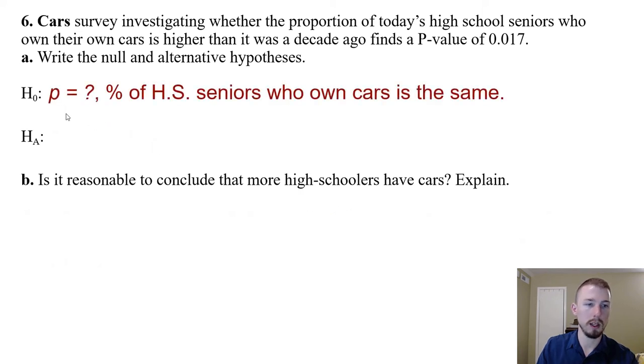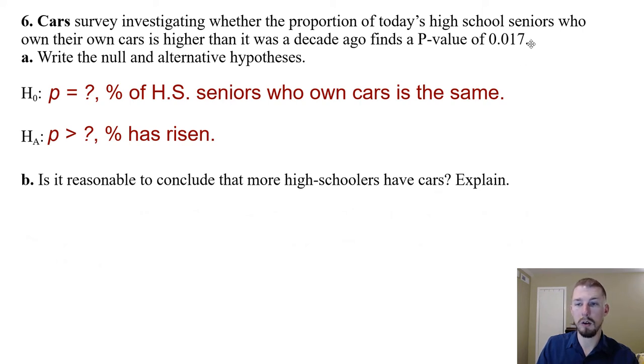They didn't tell us what that proportion was, but the true proportion being equal to that proportion will be the null hypothesis, which is another way of saying the percent of high school seniors who own their own cars is the same as it was a decade ago. And then the alternative, we want to know if it's higher. So it's a one-sided test. We do want to know if the proportion is greater than whatever the null was from a decade ago, which is another way of saying, has the percentage risen? Is it reasonable to conclude that more high schoolers own their own cars?